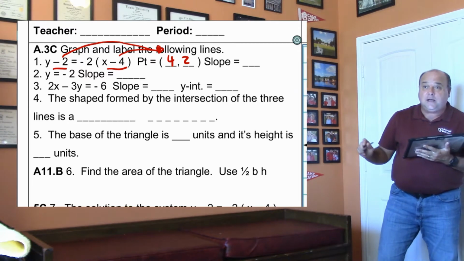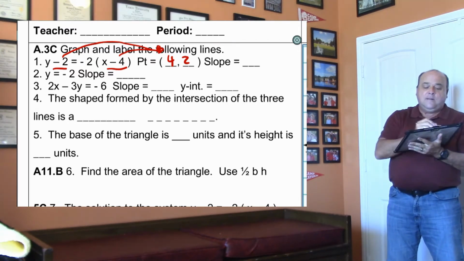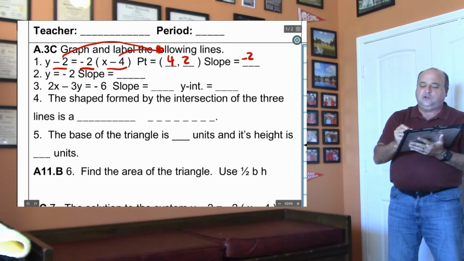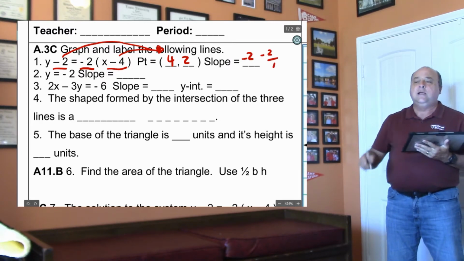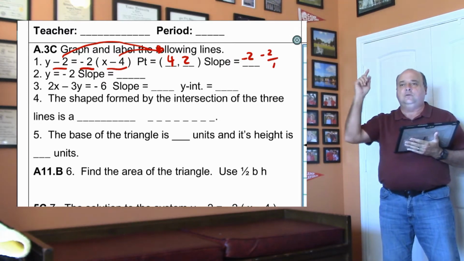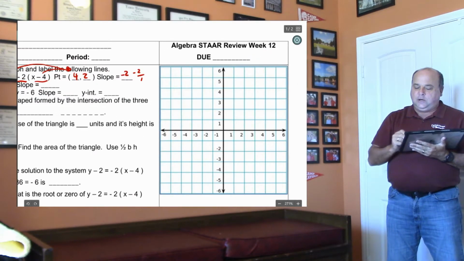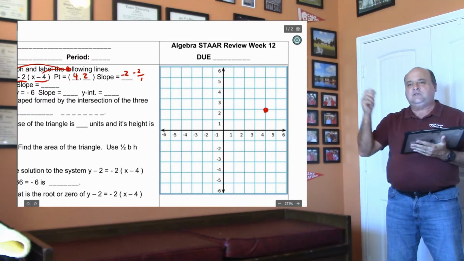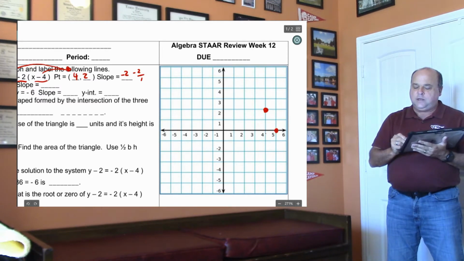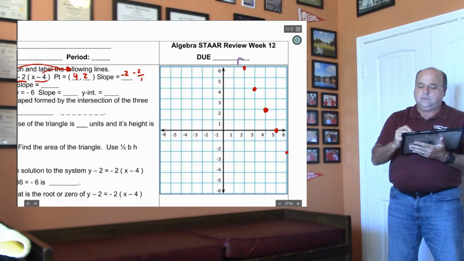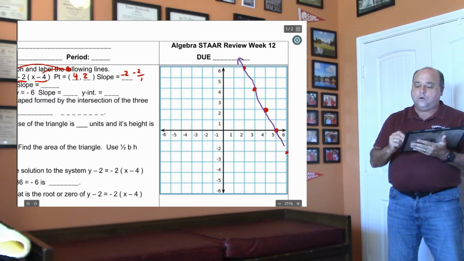I do not need the y-intercept to graph a line in point slope. This is my slope, which is negative 2 or negative 2 over 1. That means I'm going to graph 4, 2, then go down 2, right 1. So let's do that. I graph 4, 2, then my slope tells me to go down 2, right 1, down 2, right 1, and then go backwards, up 2, left 1, up 2, left 1, and shazam, I've got a line.